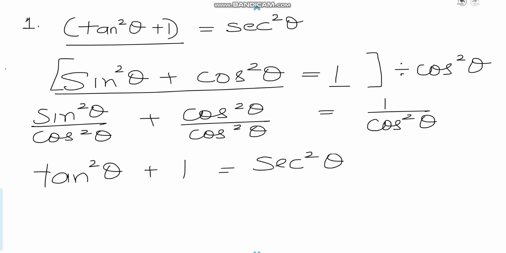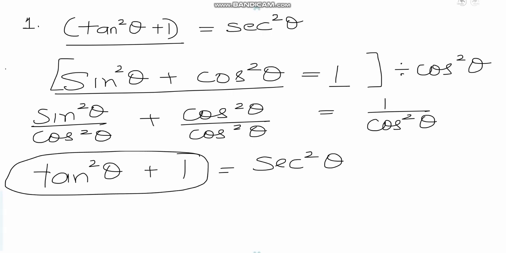So we can say that we have in a way simplified tan square theta plus 1 and we got our answer. And we can also say that we have proved that tan square theta plus 1 is equal to this side.